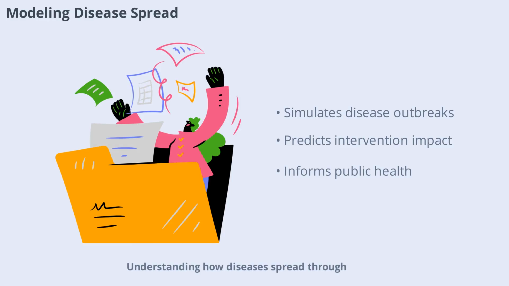Understanding how diseases spread through populations is crucial for public health. Evolutionary computation allows researchers to simulate outbreaks, model transmission dynamics, and predict the impact of interventions. These models can inform strategies for vaccination, quarantine, and treatment, helping to control epidemics and save lives.